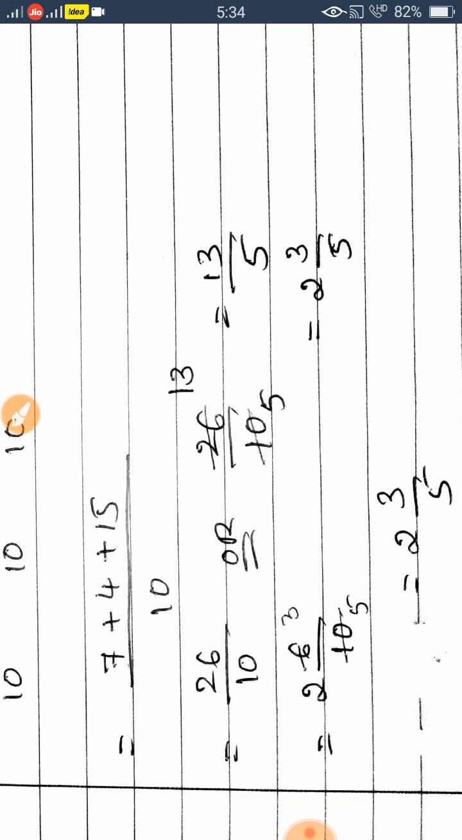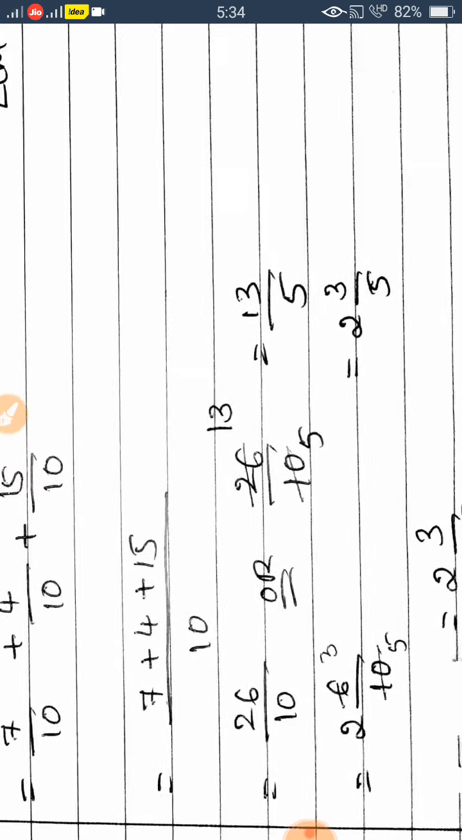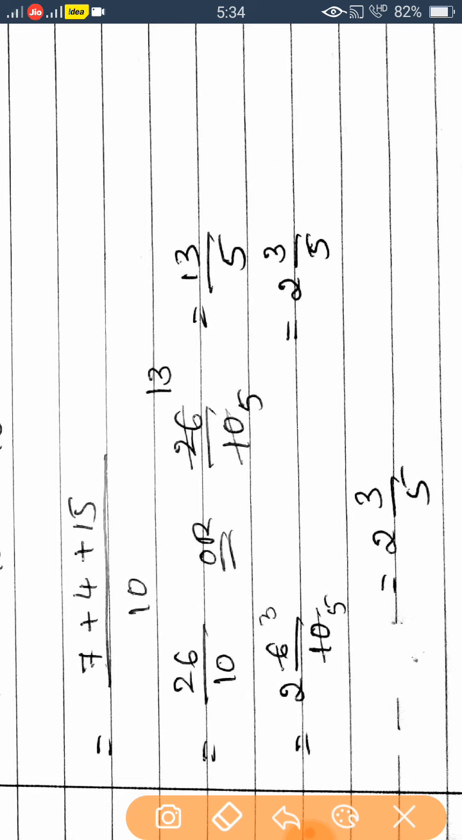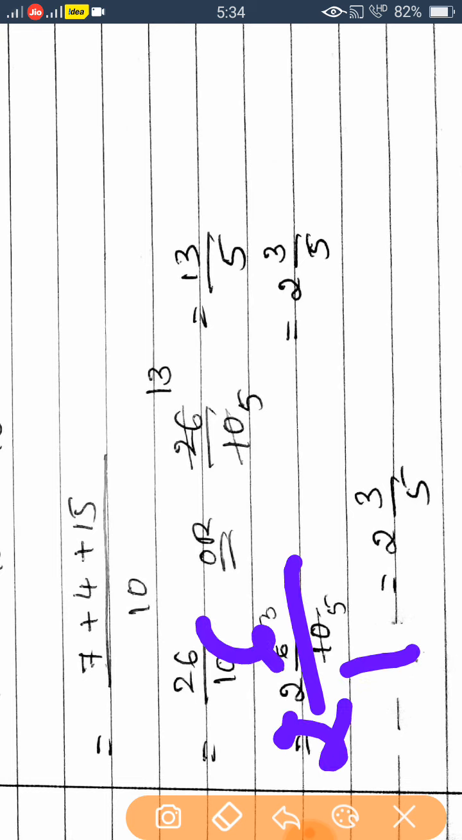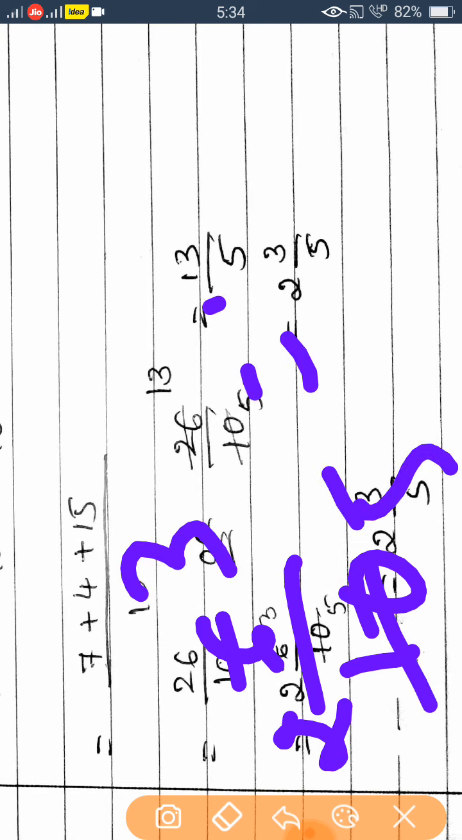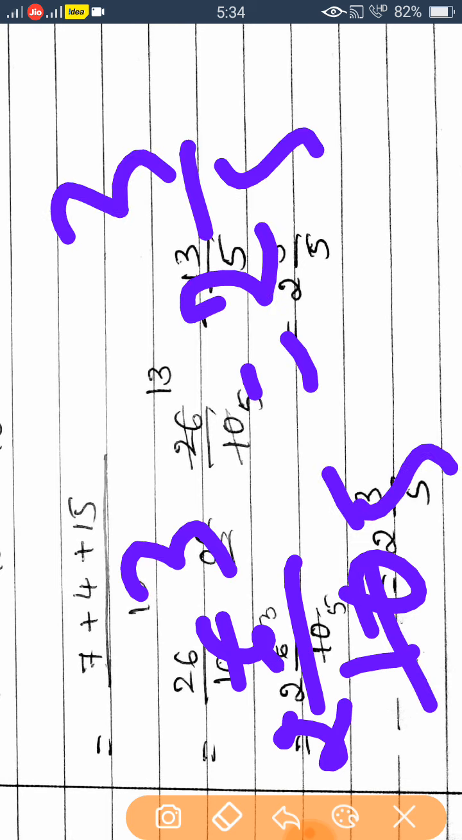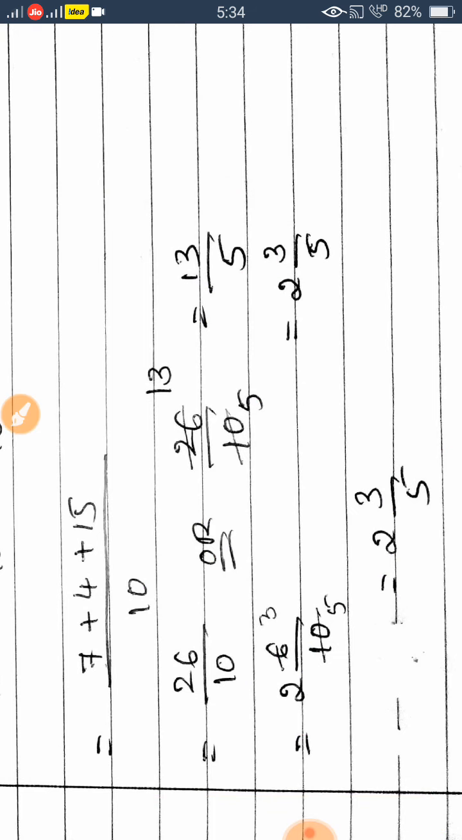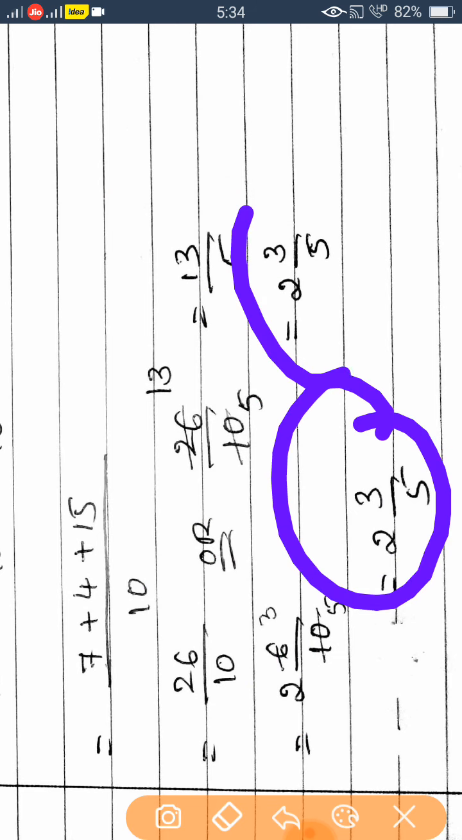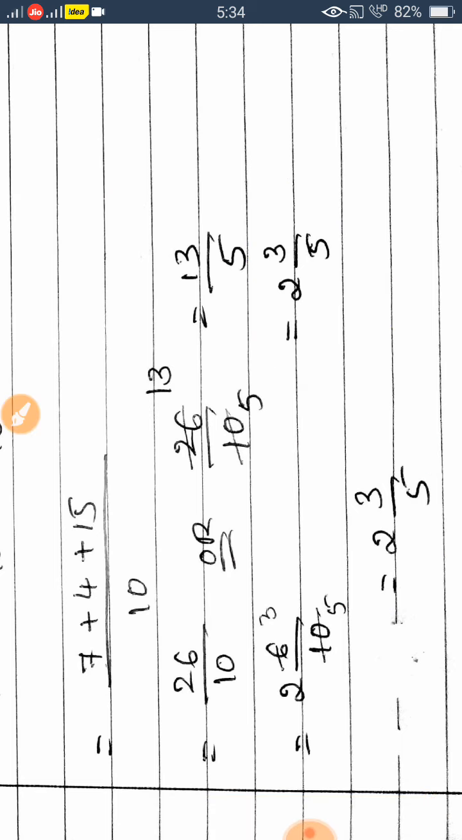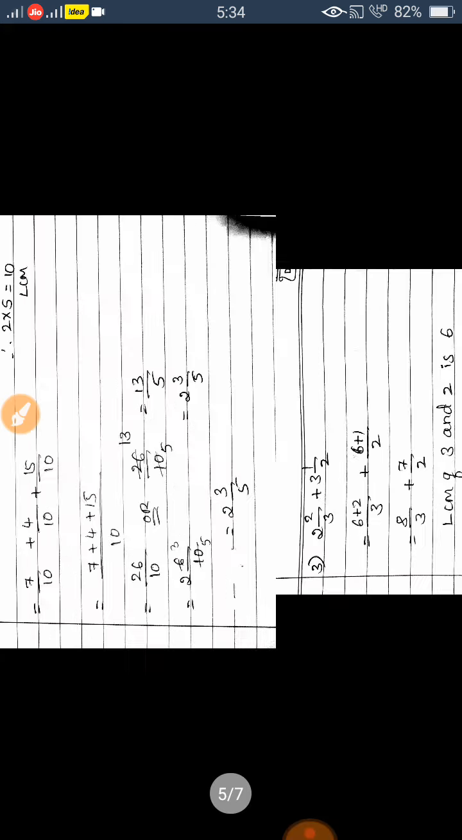Or you can directly convert 26 by 10. 10 2s are 20. In that 20, 6 remains, so 6 by 10. By cancelling this also, 6 and 10 come in the table of 2. 2 3s are 6, 2 5s are 10. So by this also you can write. Same answers come here, this is and this is. Then go for the next question.